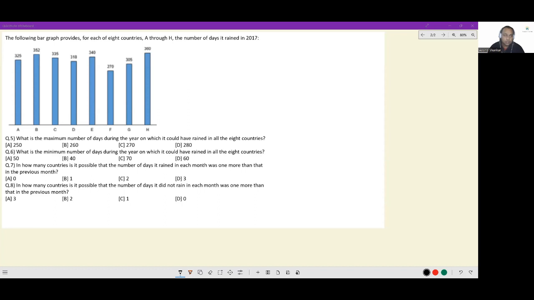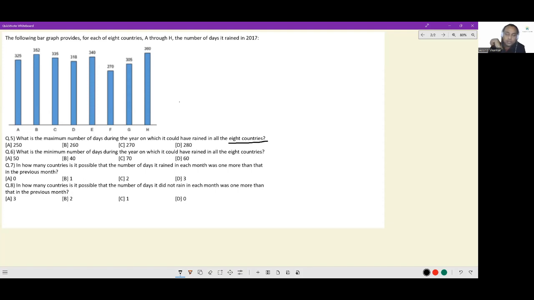Let's look at this set. The following bar graph provides for each of 8 countries, A through H, the number of days it rained in 2017. We have A, B, C, D, everything given to us. What is the maximum number of days during the year on which it could have rained in all 8 countries? Although it looks like a bar chart related set, it's not really a bar chart related set. It's a set theory question. At least question 5 right now is a set theory question.